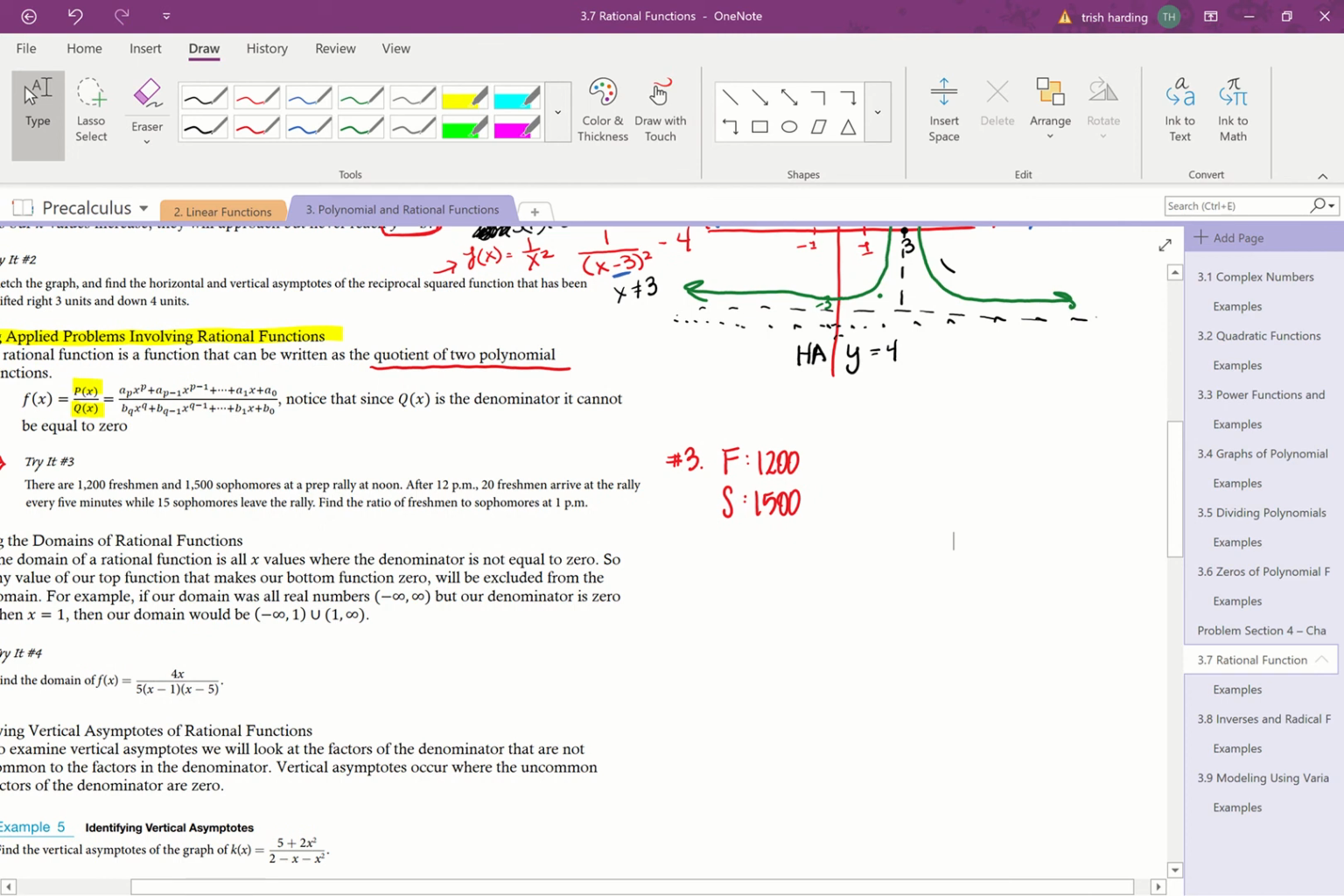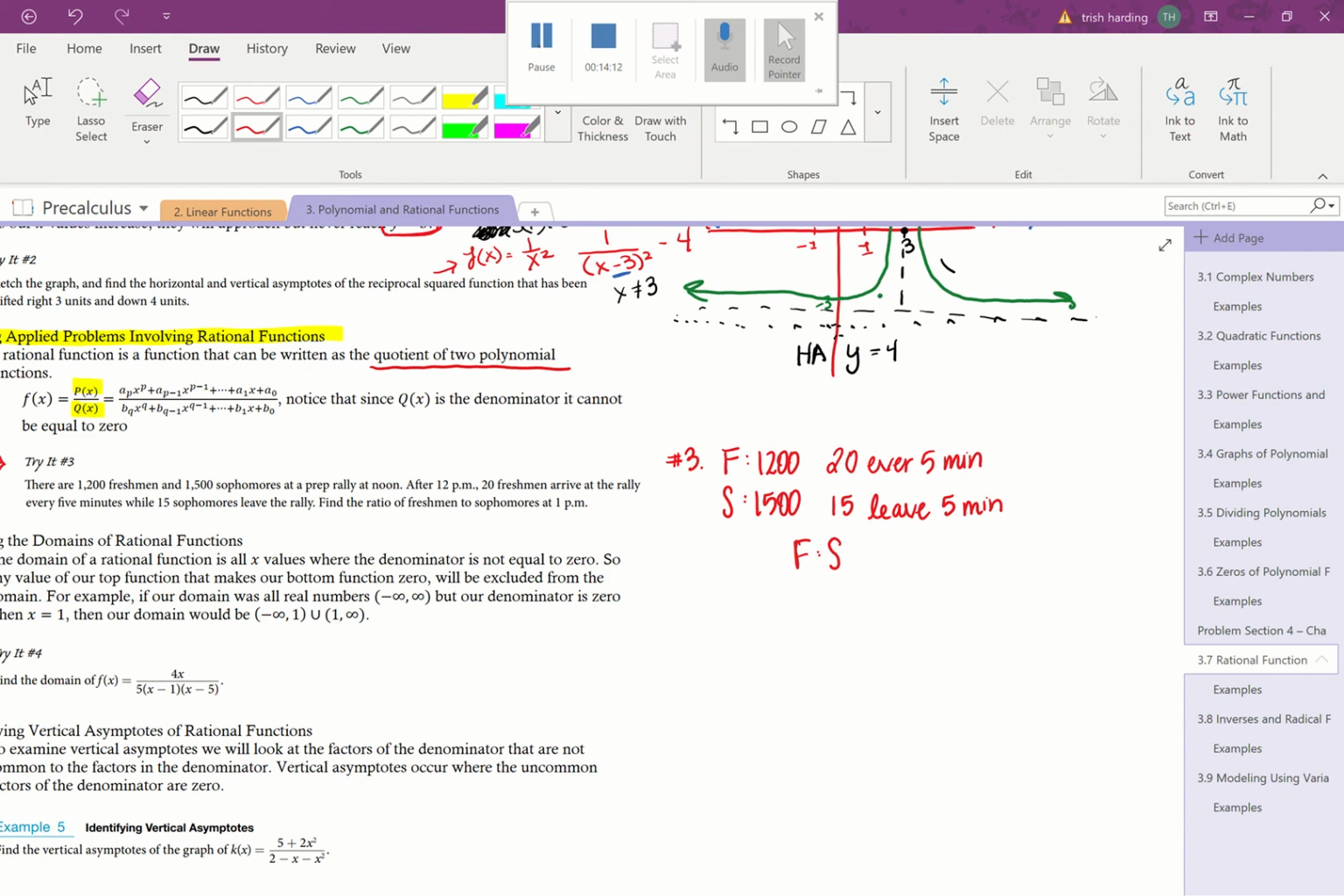So afternoon, 20 freshmen arrive at the rate every 5 minutes. So every 5 minutes, you get 20 freshmen, while 15 sophomores leave the rally. They leave 15 every 5 minutes. So we're going to find the ratio of freshmen to sophomores.